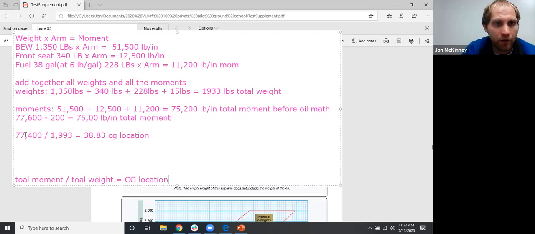Okay. And then if we were doing old-fashioned math, because there are going to be other problems where you do old-fashioned math, then you would just take the moment of 75,000, divide by the weight, which is actually 1933. And just to show you how it's done, because there'll be other problems where you do that, 1933, you would get a CG location of 38.79. Okay, so now that we've done this, we should take a look.